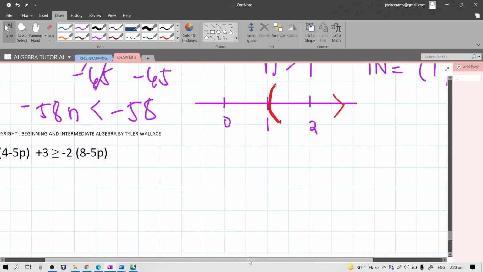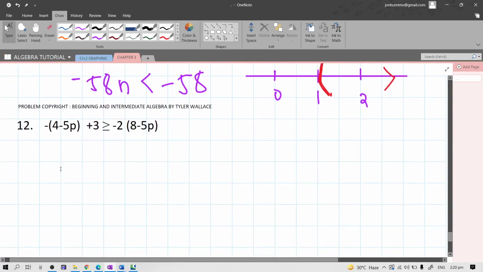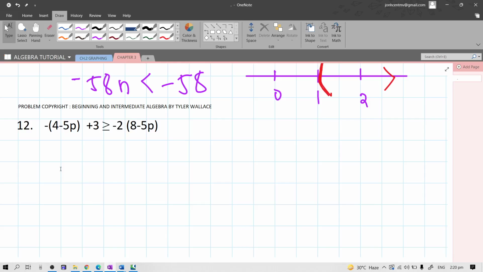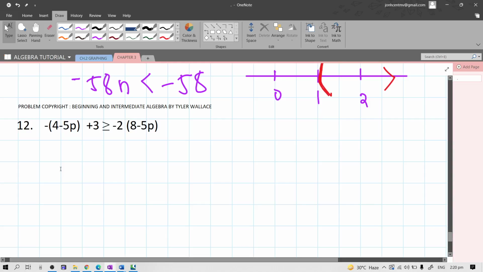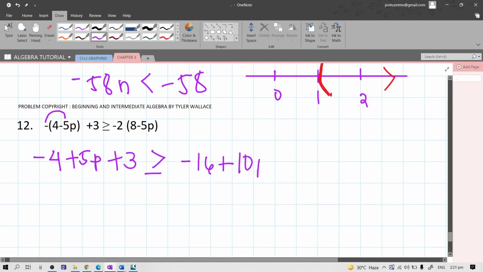Next, for the final example, we have negative 4 plus negative 4 quantity 4 minus 5p plus 3 is greater than or equal to negative 2 quantity 8 minus 5p. So, ganun pa rin yung ating gagawin. Distributive property. We have negative 4. Distribute mo to dito, magiging positive to. Plus 5p plus 3 is greater than or equal to negative 16 plus 10p.